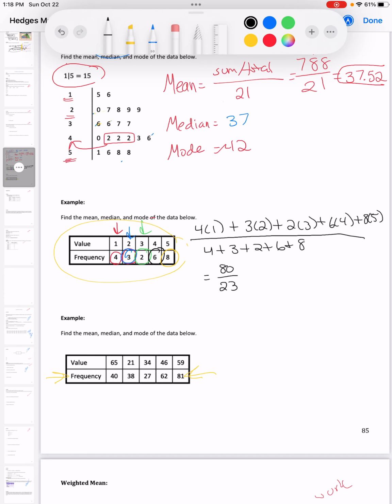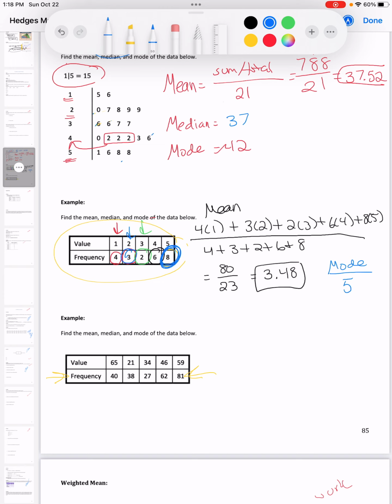And again, let's just round to 2 decimal places. You can always ask if I don't write it out on the directions. So this is the mean. I'm going to do the mode next because it's the easiest. The mode is the one with the highest frequency. So the mode is 5 because 8 here is the highest frequency.